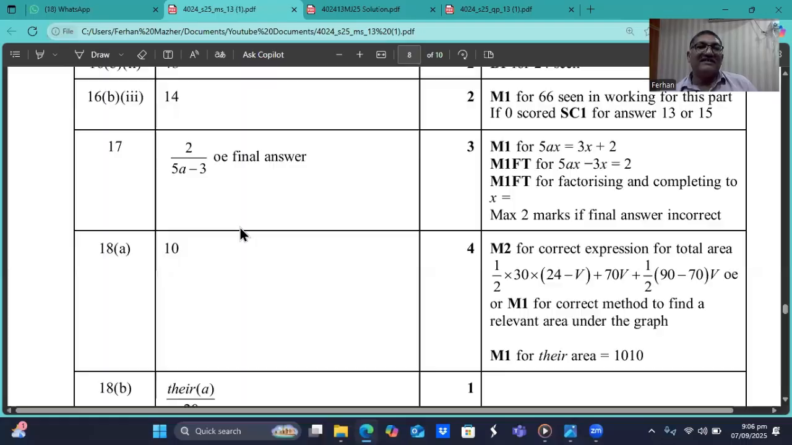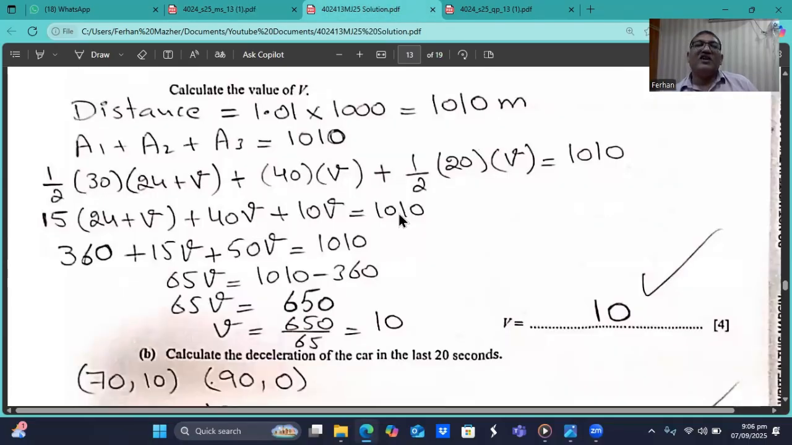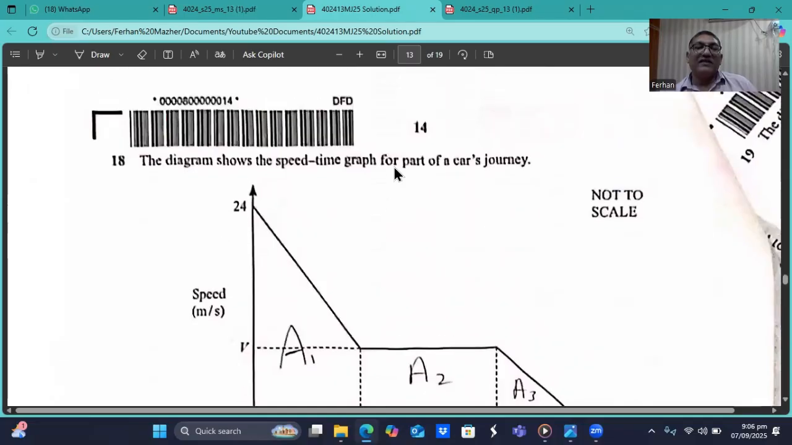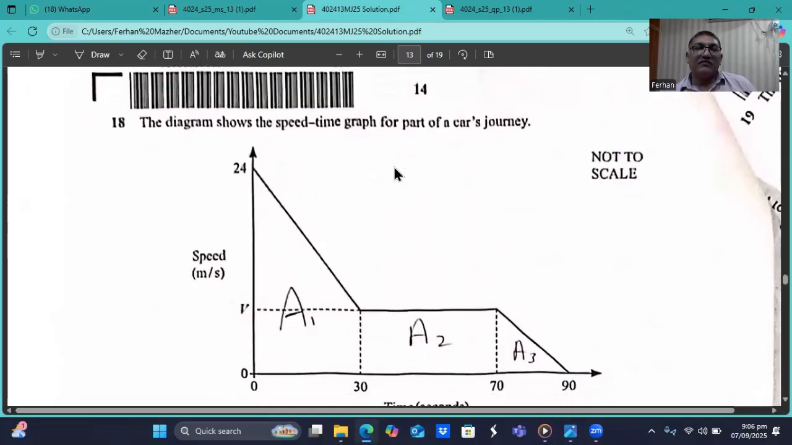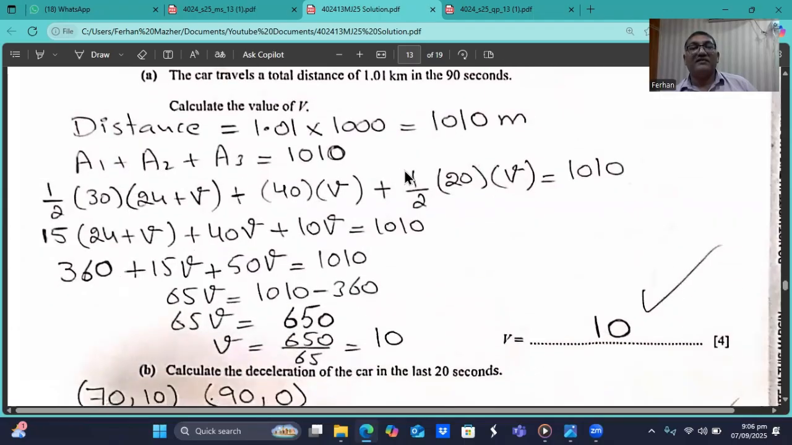So let's check. I hope you see this. Our answer is right. I hope you understand. This is how this is done, and this is how we divided that shape. This is that speed time graph. We divided it into three shapes, and this is the working of that A part.